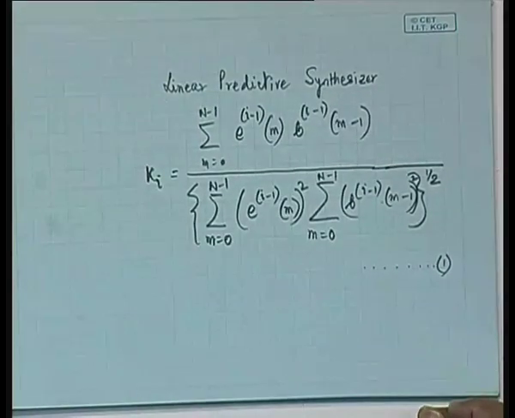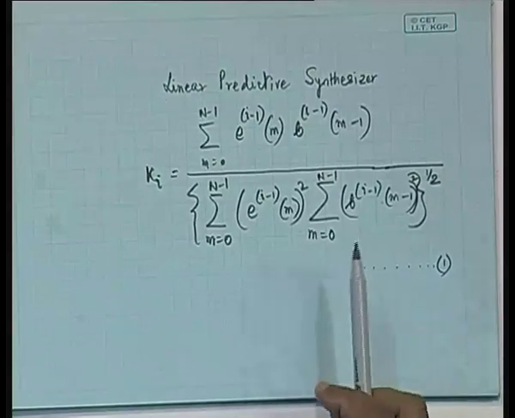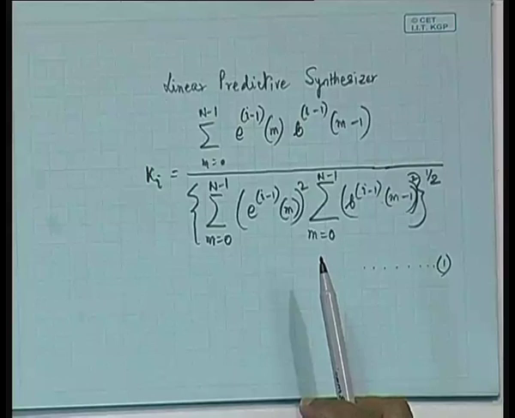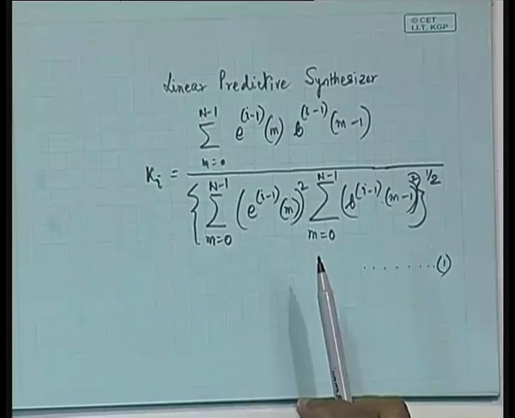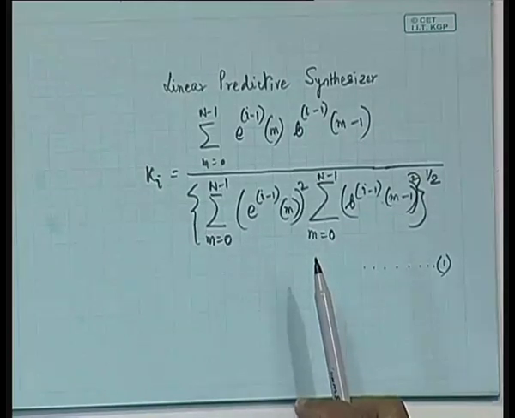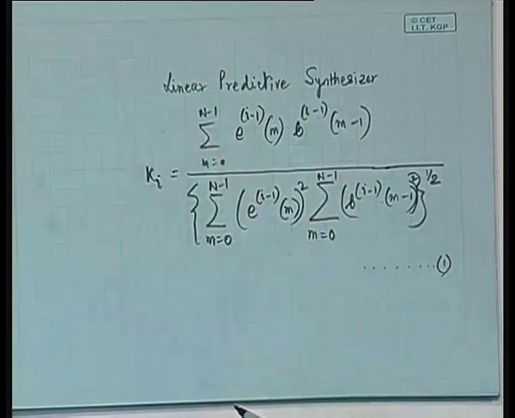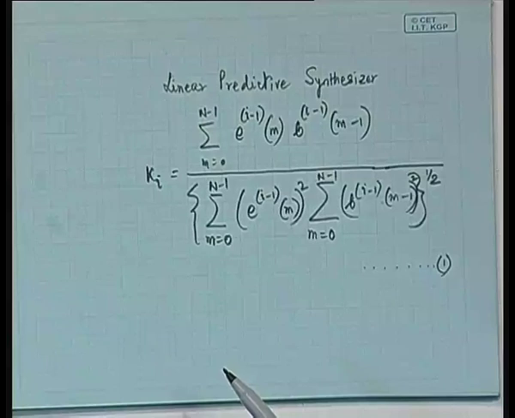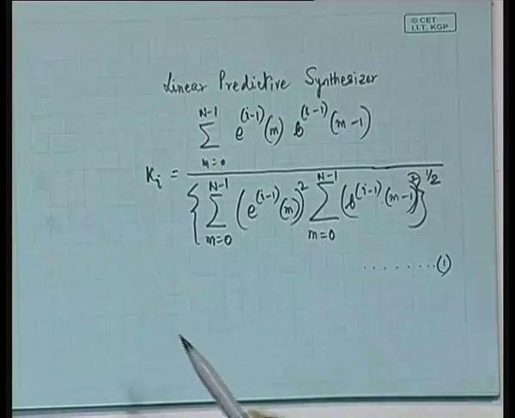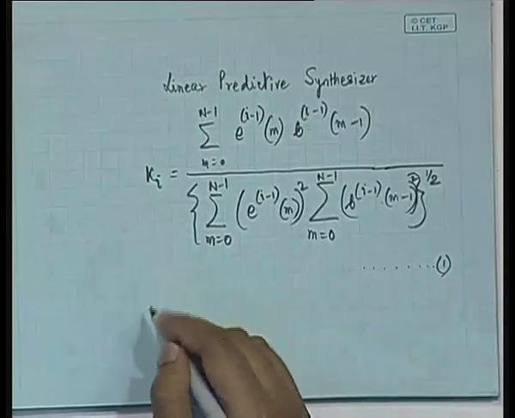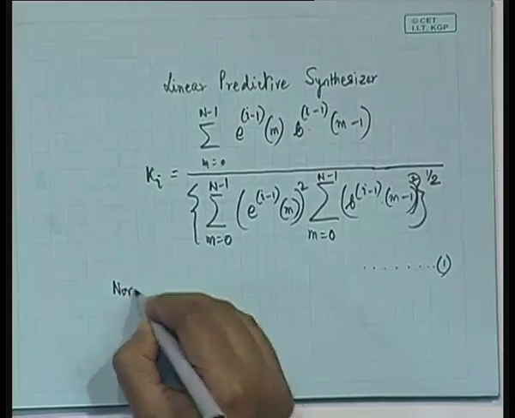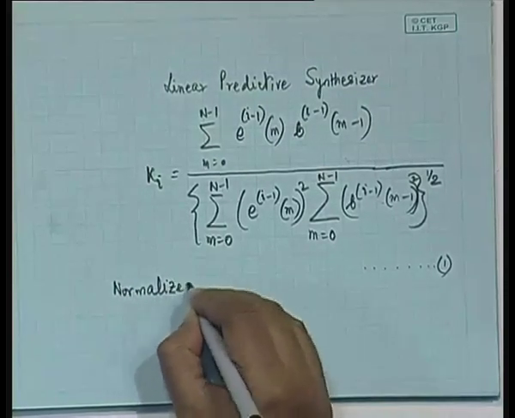Just look at the expression for Ki very carefully. What we have done is basically a cross correlation of the two errors, the forward prediction error and the backward prediction error. The cross correlation is given by the quantity in the numerator, and the denominator is doing a normalization, so that what we are effectively getting is a normalized cross correlation between the forward and backward prediction error. So this is nothing but the normalized cross correlation.